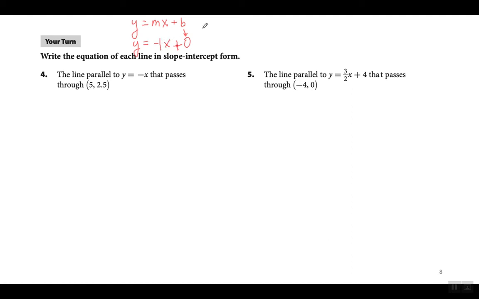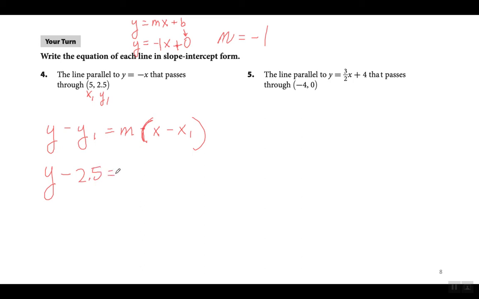Alright, so the slope is negative 1. The slope is negative 1. And it passes through this point. So this is going to be x1, y1. So a line parallel to that. Alright, in point slope form. Sorry, blanked out. Alright, so when I substitute these numbers, I'm going to have y minus 2.5 equals negative 1, x minus 5.